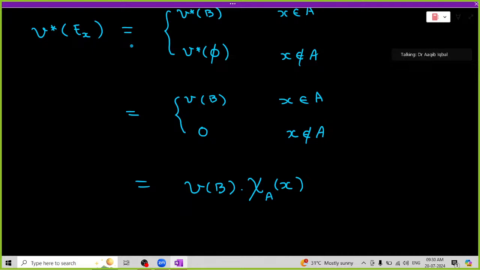Check it. If x is coming from A, the characteristic function will be 1, so it will be nu of B, as it should be when x is coming from A. And if x is not coming from A, the characteristic function will be 0, so this will be nu of B times 0, which is 0. And above it is the same: when x is outside A, it is 0. So it can be written this way too.